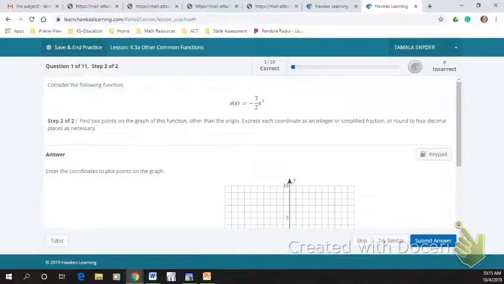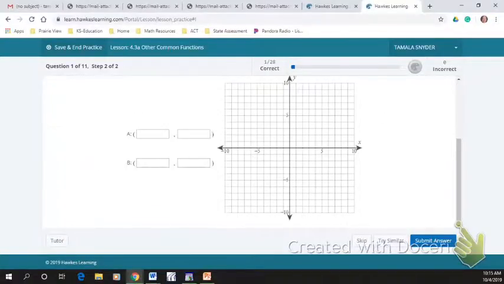You could pick 2. Then you would get a 2 cubed, which is 8. It would get rid of the fraction. So if you did a 2 and a -2, it would allow you to get rid of the fraction and not have to type a fraction in. So I don't care which way you do it. I'll show you both, I guess.